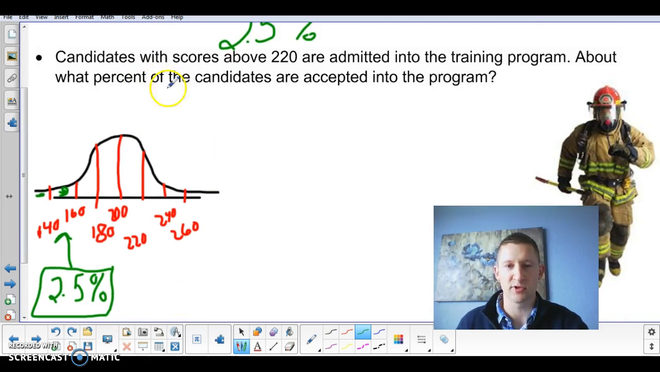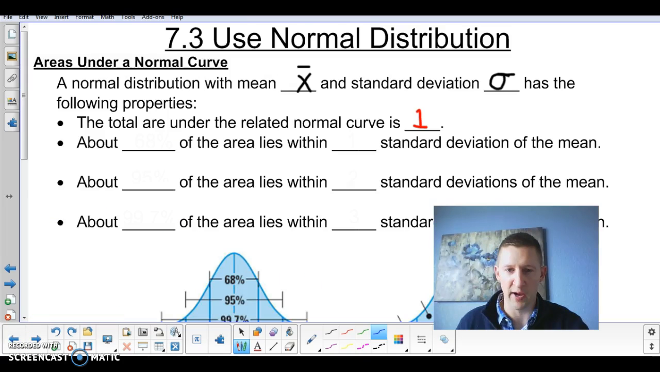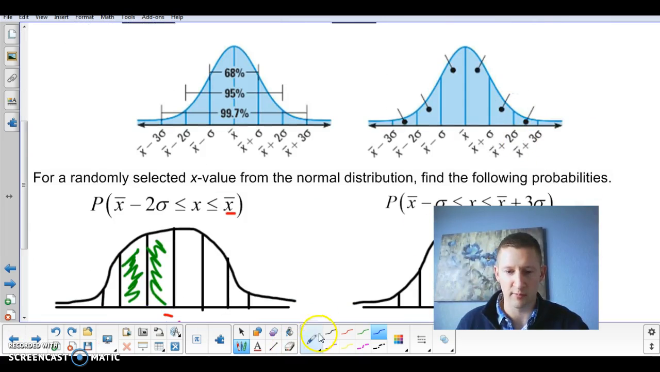Now, the next one: candidates with scores above 220 are admitted into the training program. Good for them. So what percent are admitted into the program? Well, 220 was right here, one standard deviation away. So we're looking at the percentage in this region, and this region, and this region. I know that these two together are 2.5 already, so I'll put a little 2.5 just to remind myself, because that's what I had down in this region. I'm going to add this guy right here. I think this was 13 something. Let me go back and check your standard deviation numbers. What percent is in this region right here? Oh, 13.5%. We're pretty close.